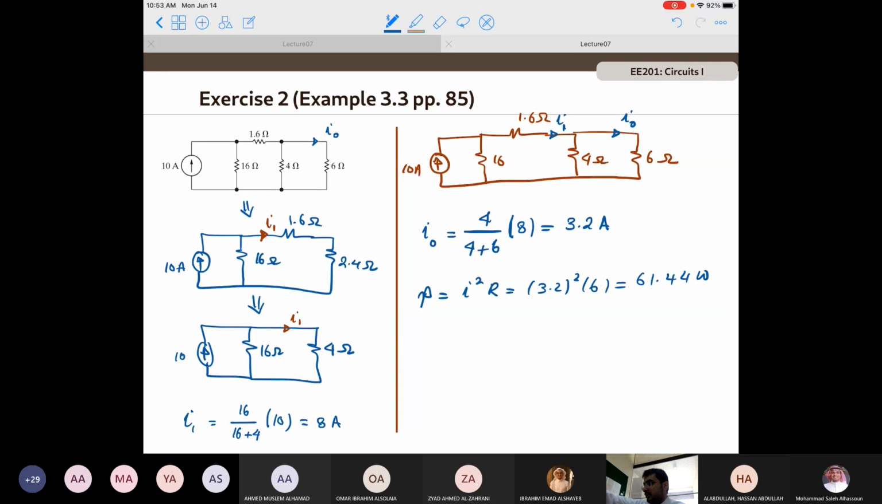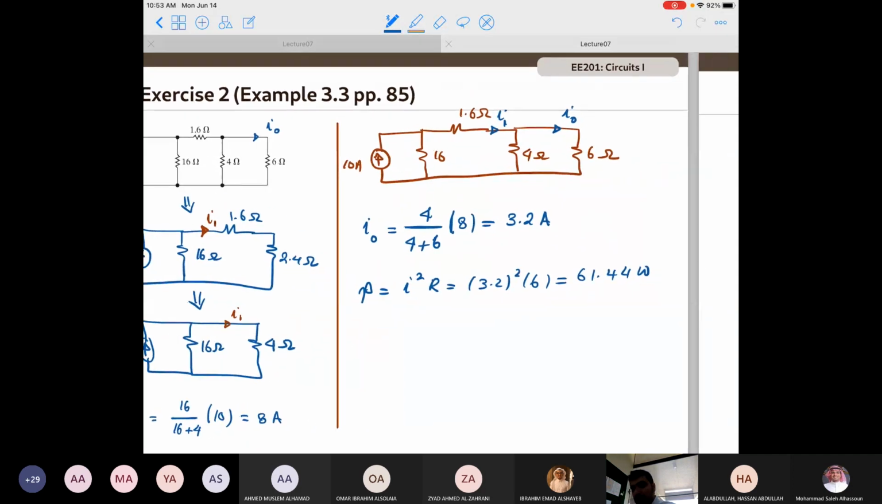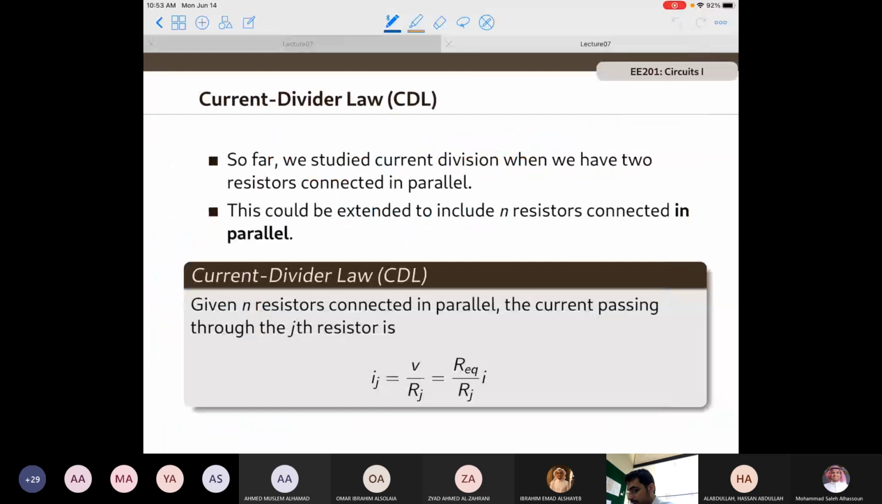So we saw a sequential application of the current divider circuit. Now back to the question that Ahmed Al-Nafi mentioned: what happens if I have more than 2 resistors? It turns out if you have more than 2 resistors, then you can extend the current divider circuit, but you need to be careful. First of all, these resistors must be connected in parallel. If they are connected in series, they have the same current, and there is no point in dividing. The current cannot be divided; it will be the same.